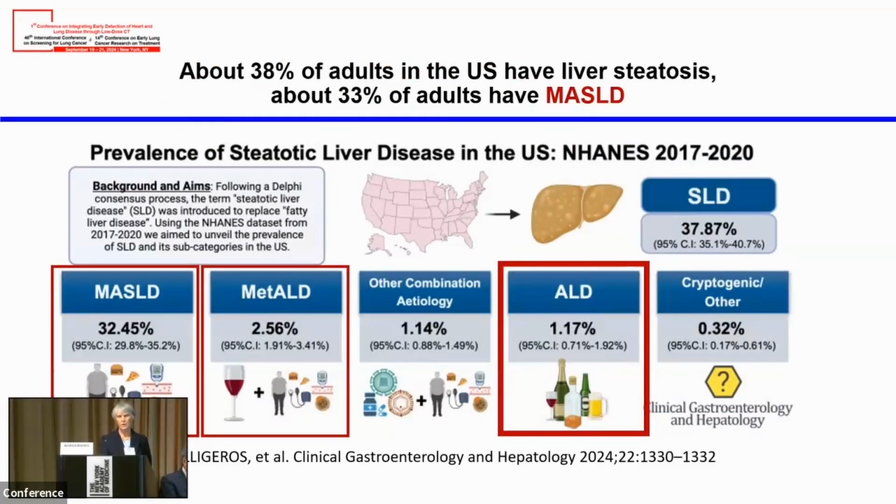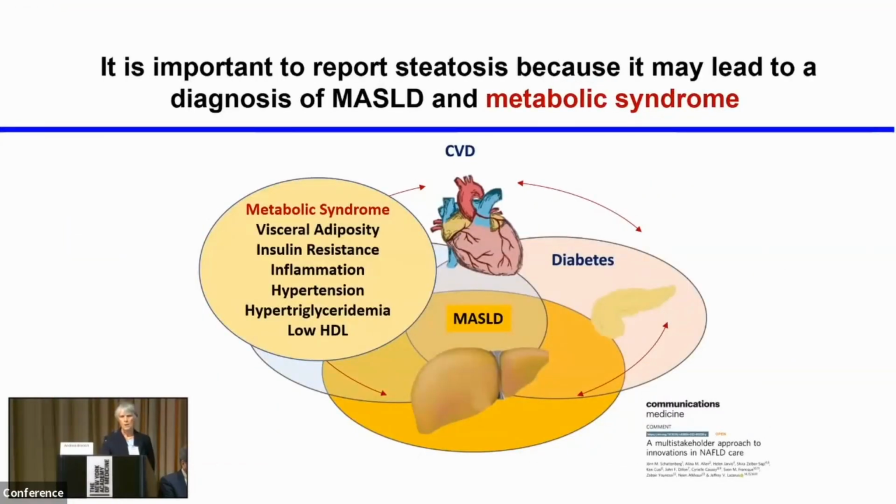So it's very common. About 38% of US adults have steatosis, and about 33%, or the vast majority, have this condition called MASLD. So it is 33%, but that still leaves 5% of people with steatosis who have some other liver disease, and it often is associated with alcohol, because like metabolic syndrome, alcohol also increases the fat content in the liver. So it's important to report steatosis when you see it in a radiology scan.